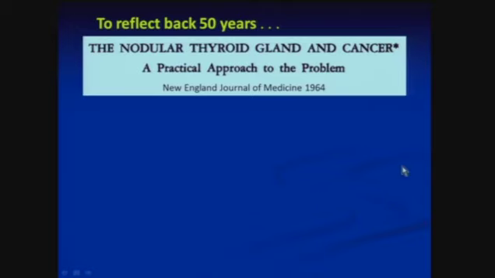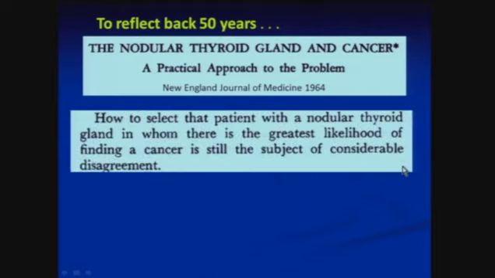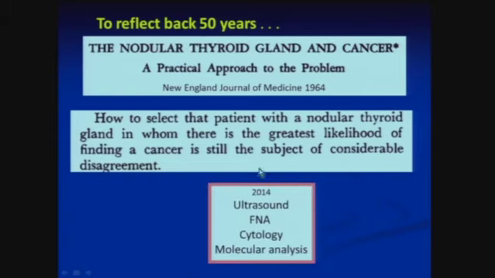And going back 50 years to a New England Journal article from 1964, I think we still have the same dilemma: how to select a patient with a nodular thyroid gland in whom there's the greatest likelihood of finding a cancer is still a subject of much disagreement. But now in 2014, we can offer molecular analysis. And molecular analysis will continue to evolve. There's a lot of work done now in improving those oncogene panels. We now have identified both false negatives and false positives, and oncogene panels with 20, 30 different oncogenes are about to be released commercially, and so you can look forward to a further refinement of this particular type of molecular analysis when we have indeterminate cytology.